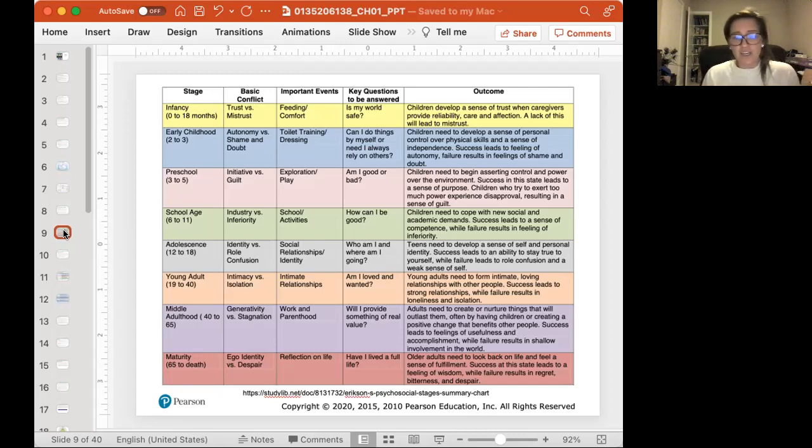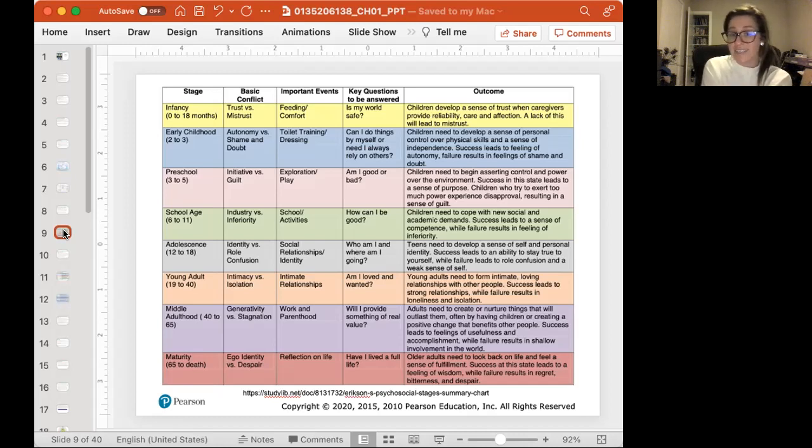The next stage, young adult stage, 19 to 40. So, intimacy versus isolation. Important events include intimate relationships. The key question there: am I loved and wanted? Do you experience intimacy? Do you develop closeness with another person? Do you develop a romantic relationship with others? Or are you able to do that or not?